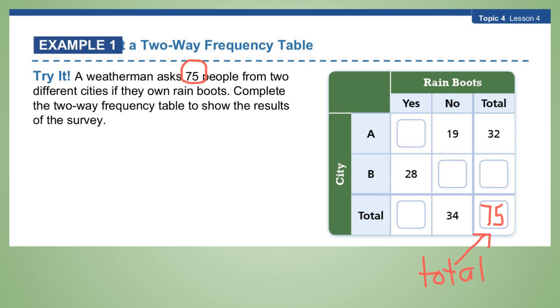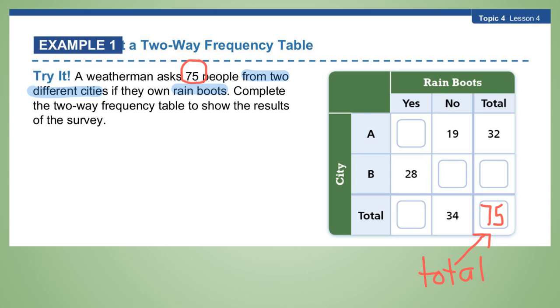Ooh, I think those might be labels. 2 different cities. If they own rain boots. Well, that's a yes or no. So we're going to complete the two-way frequency table to show the results of the survey.